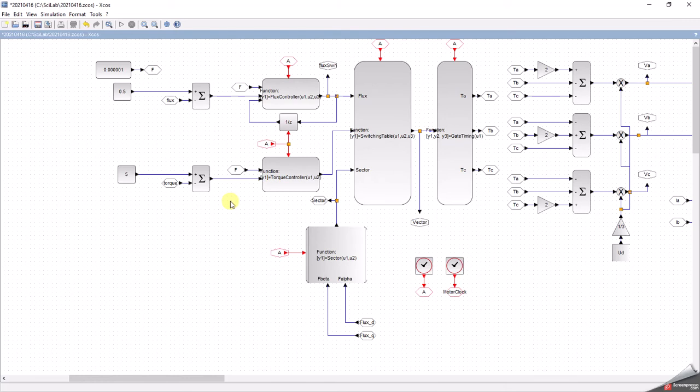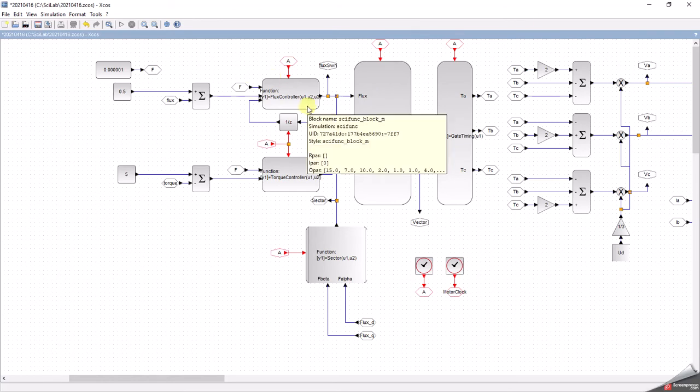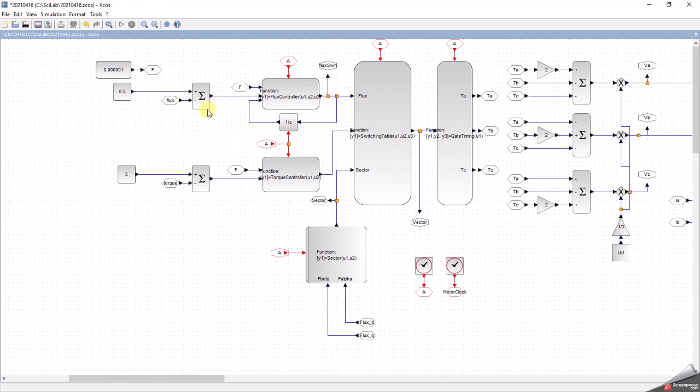So we don't have the pain of having to tune PID loops in this particular case of DTC. There are other cases where there is actually a PID there. So essentially this flux here is our speed. That's our speed element.